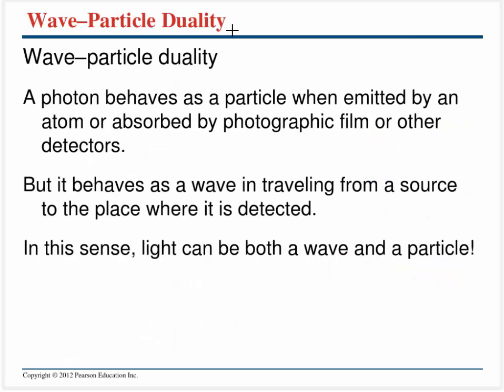So I do want to finish up by talking a little bit about how photons can behave both like waves and like particles. This is something called wave-particle duality, and essentially we can treat a photon like a particle when it's emitted or when it's absorbed, and we're going to treat it like a wave when it's traveling from the source where it was emitted to the place where it was detected. So we can treat it as both a wave and a particle. We just have to ask ourselves, what is it doing?